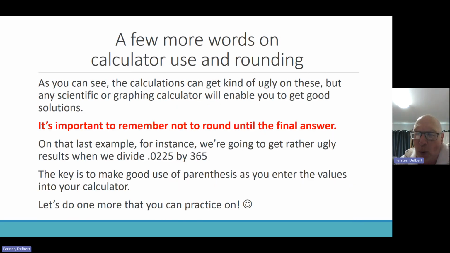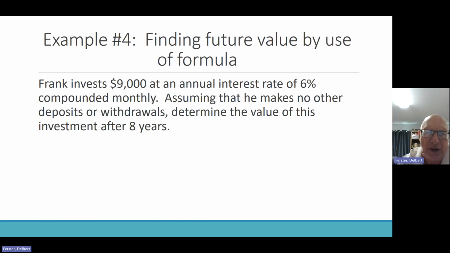Okay, more words. Calculator does all the work. You don't round until the end. Parentheses are the key. All right, another one for practice if you wish. Sure, why not? 9,000, 6% compounded monthly. So N will be 12. It's going to let it ride for 8 years.